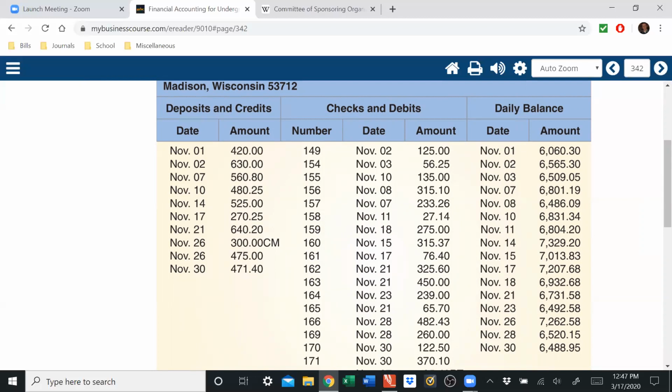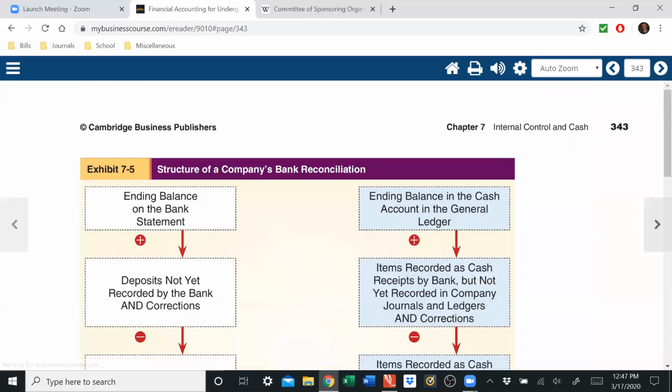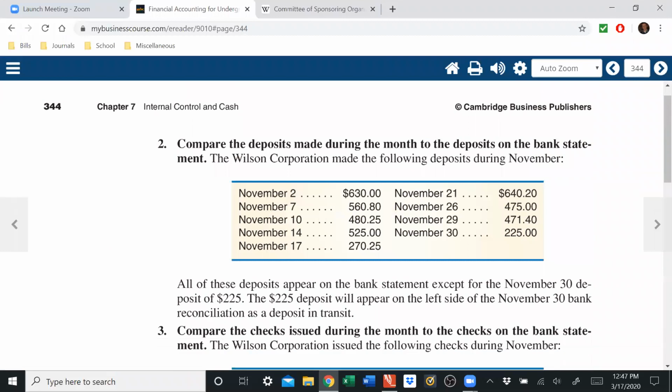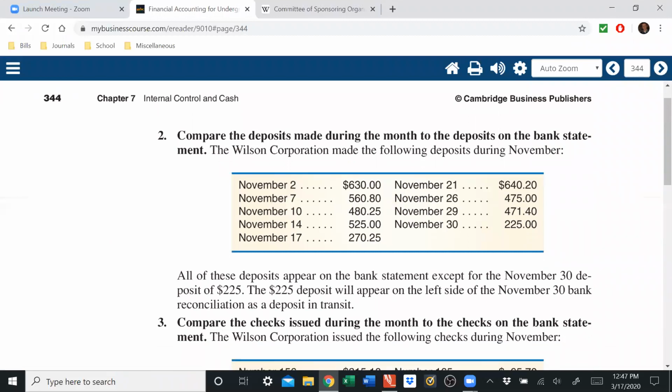So we first check the October outstanding checks and deposits in transit and make sure that they're not still outstanding as of the end of November. That's the first step. And then after that, now we compare the deposits made during the month to the deposits on the bank statement. They would have to give you this information. This is given. The Wilson Corporation made the following deposits during November. So they made all these deposits.